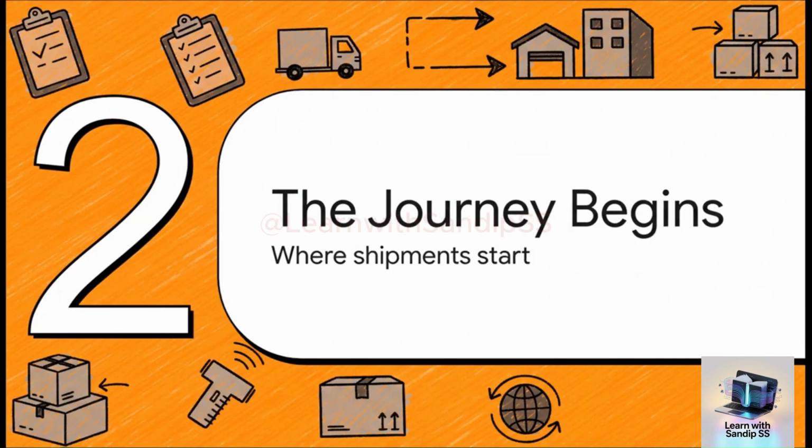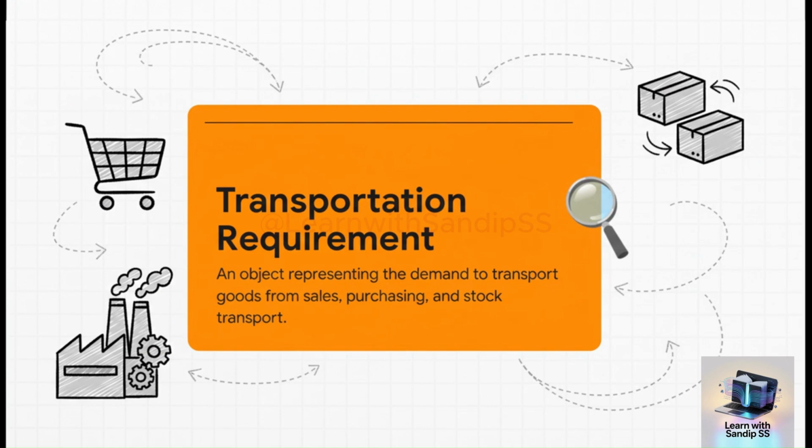Okay, so here we are at the very start of the journey, the orders. It's pretty logical, right? Before anything can move, the system needs to know exactly what needs to be moved, where it's coming from, and where it's going. This is all handled in the order management phase. And it all kicks off with this thing called a transportation requirement. Honestly, the best way to think about it is like the official starting pistol for the race. It's the first signal that says, hey, we need to move something.